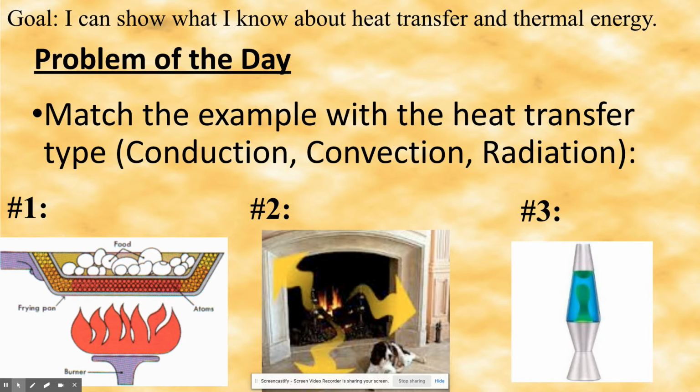The problem of the day is to match the example with the heat transfer type. Conduction, convection, and radiation are the three types of heat transfer. If you look at the pictures below, number one, the fire is in direct contact with that frying pan, and the frying pan is in direct contact with that food. Would that be conduction, convection, or radiation? And then in the second one, you can see the fire. The light from the fire is moving out towards the dog. Is that conduction, convection, or radiation?